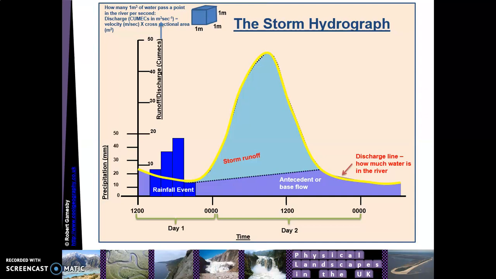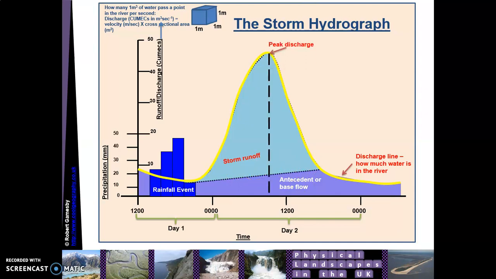A river can hold a certain amount of water. Depending on how fast the river gets rid of water that's above that amount depends on how quickly or if it will flood. So this line here, the yellow one that you can see on the screen, is the discharge line. It's how much water is actually in the river at any time. And as I said, if it goes above the base flow line, then you're going to start to think, well, actually it might flood.